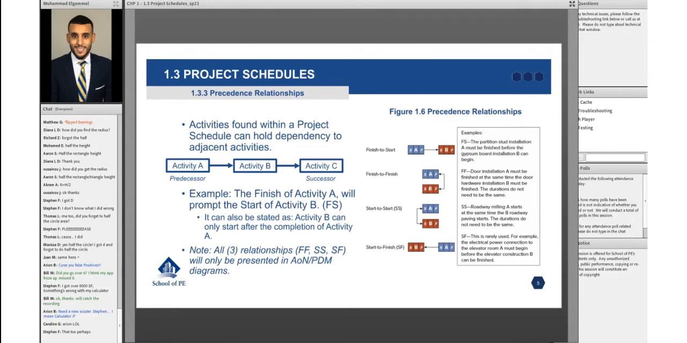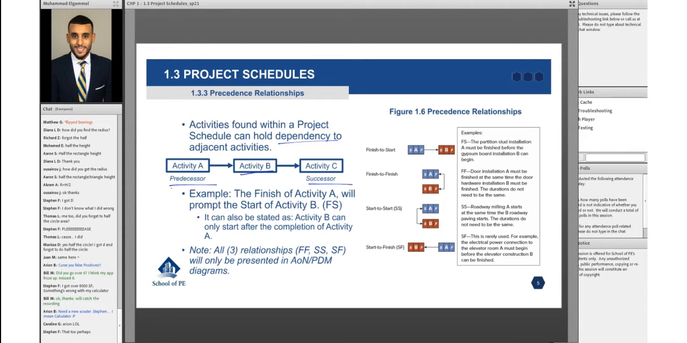Okay, when we talk about precedence relationships within activities, we can say that they hold dependencies to adjacent ones. And when we say dependencies, it just means relationships. So if I picked a relative activity, such as activity B, what comes before it is referred to as a predecessor. What comes after it is referred to as a successor.